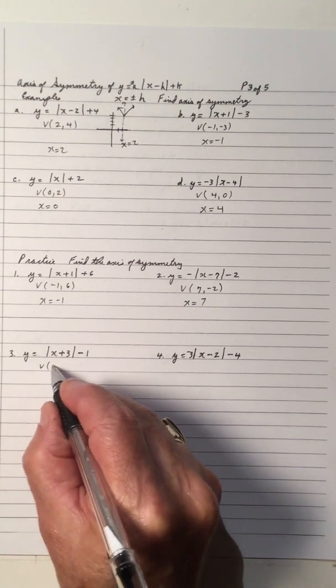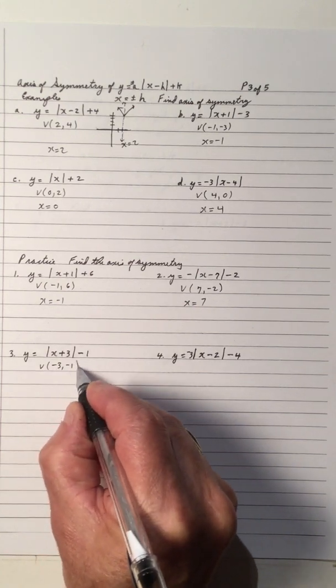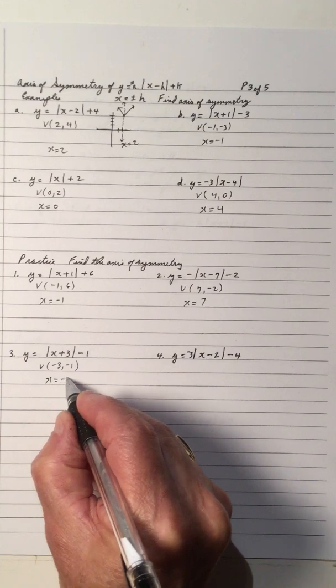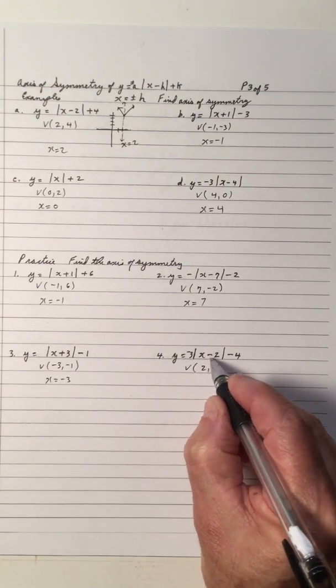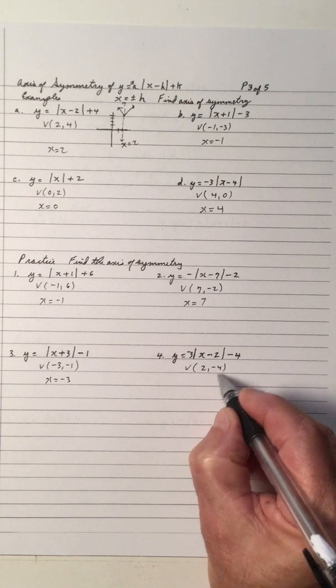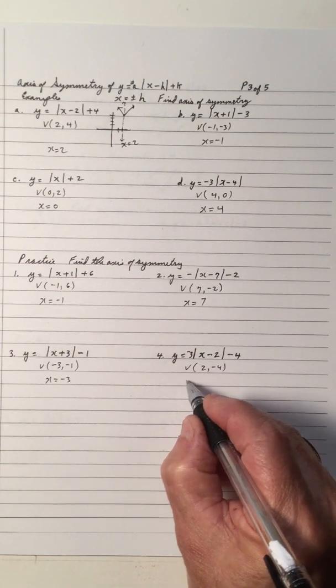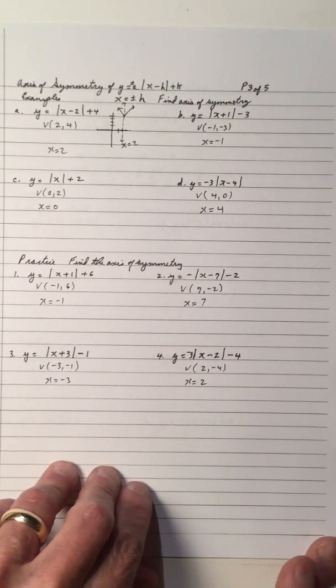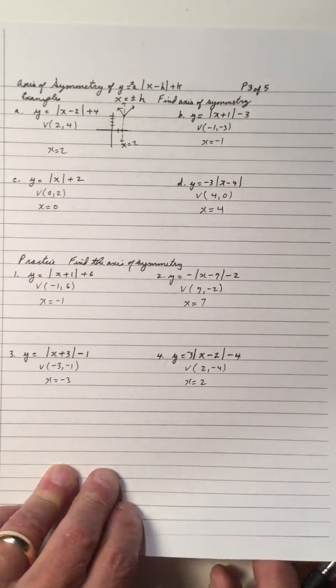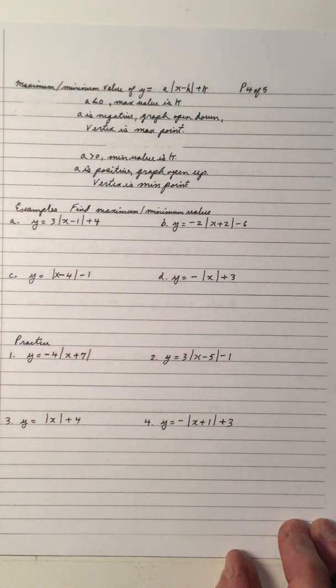The vertex is (-3, -1). So the axis of symmetry is x equals -3. The vertex is 2, the opposite of -4, keep it the same. So the axis of symmetry is x equals 2. We'll use these in a minute in the video to find the equation.